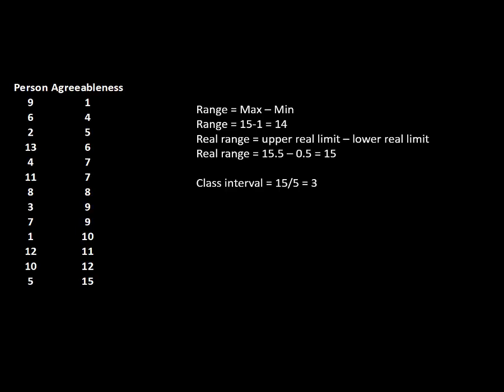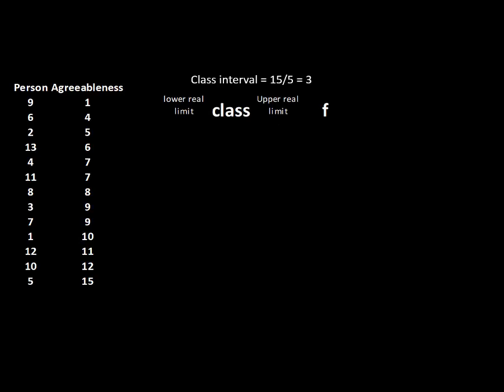I decided on it. I could use 4 instead, or I could use 6, or I can use really any number I want. But the math would get much harder with anything that doesn't divide evenly into the real range. Since my real range is 15, I'm going to use 5 because that divides nice and evenly into 15. That tells me that my class interval or class width is going to be 3. Easy, right? All right.